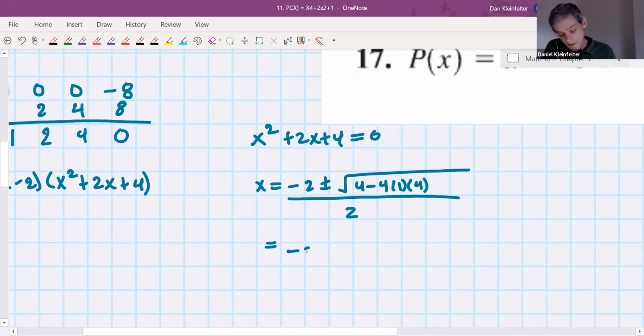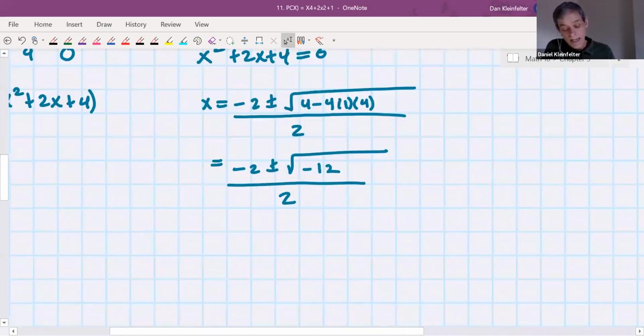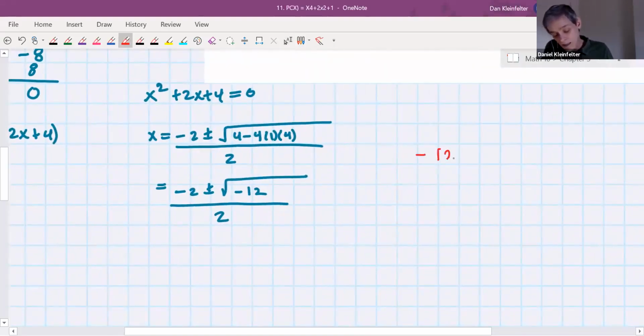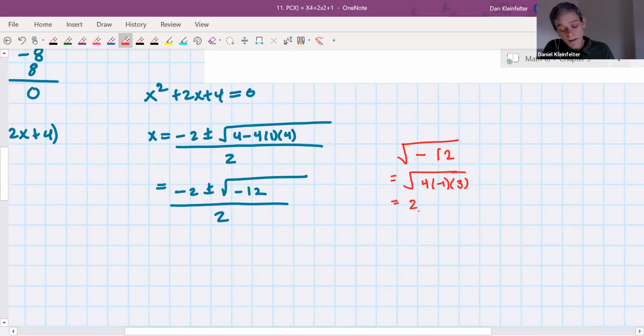Simplify that radical. So negative 2 plus or minus the square root. Down here under the radical, we have 4 minus 16. That's negative 12. That's all over 2. And then that square root of negative 12, let's put this all on hold and figure out that square root of negative 12. That's going to be the square root of 4 times negative 1 times 3. The square root of 4 is 2. The square root of negative 1 is i. And then the square root of 3, we can't do anything with that. So we'll have that as 2 square roots of 3 times i.